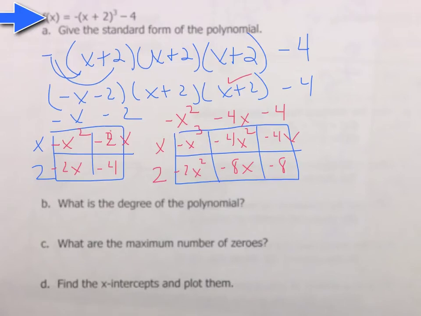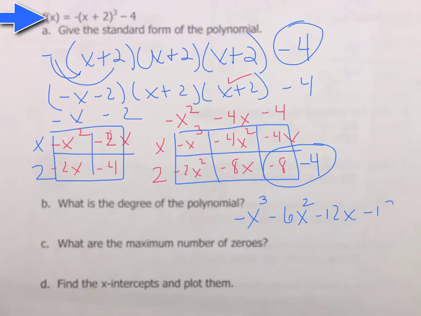Okay, now once I have filled in the box, I can't forget that I had this minus 4 out here. So I'm going to put this minus 4 right here. Then I need to combine like terms to simplify and put it in standard form. So my final standard form would be negative x to the third minus 6x squared minus 12x minus 12.